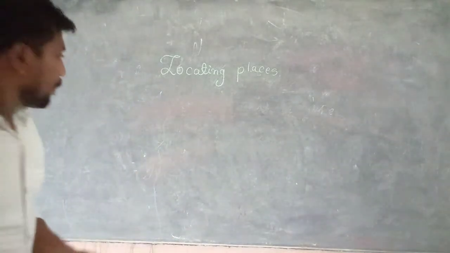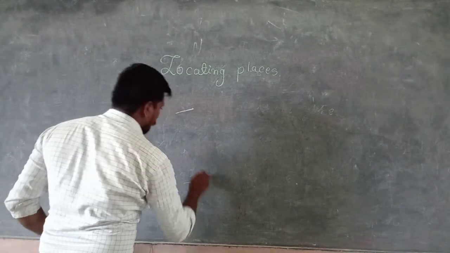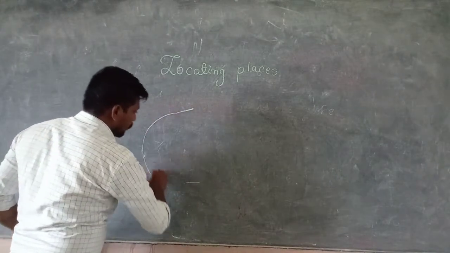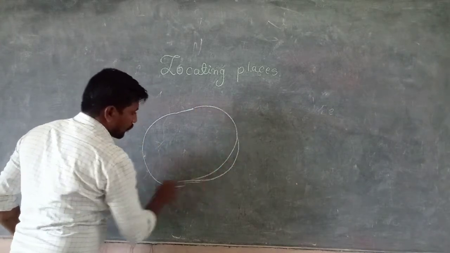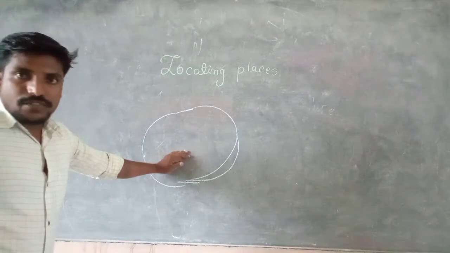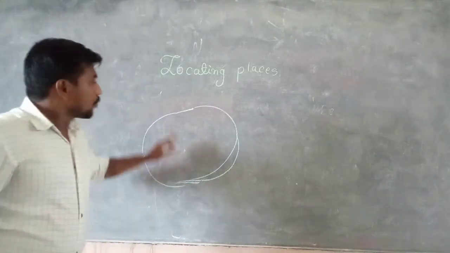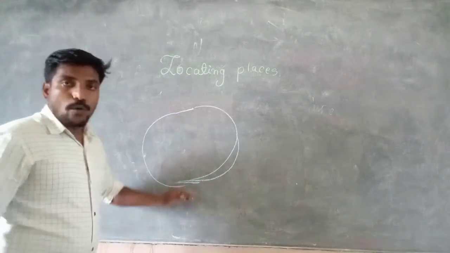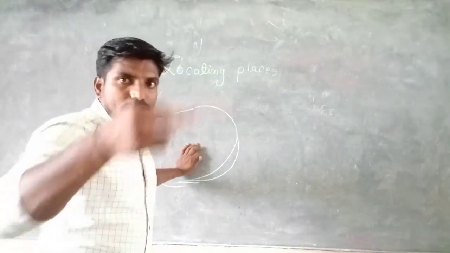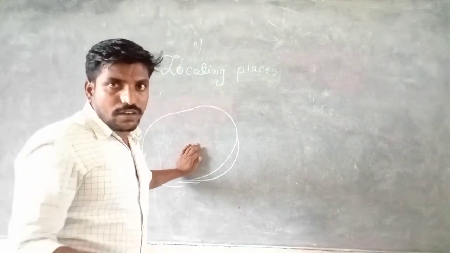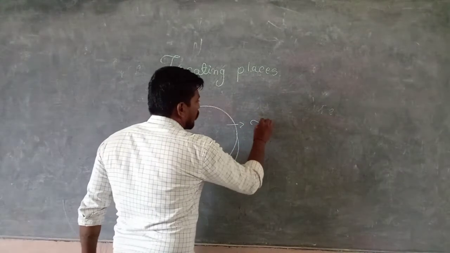So see here. Right, so this is the globe. The globe is not exactly round, children. It is just slanted on both sides. So this is the reason the globe is not round in shape. The earth is not round in shape. So what can we call it? This shape is called geoid.